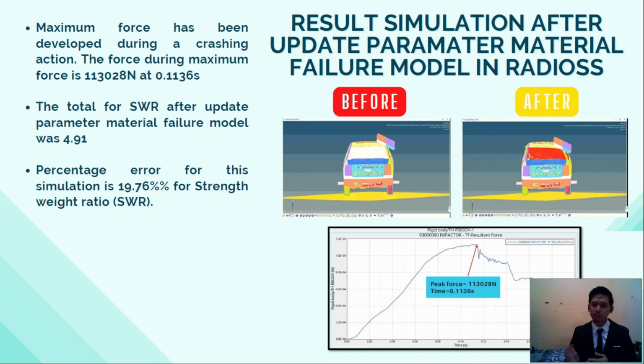So actually you can see that I get the SWR for this simulation of 4.91, which gives a percentage error for this SWR of 19.76%. So it means it's close and it's below 20%. So actually I have achieved my target for this final year project.